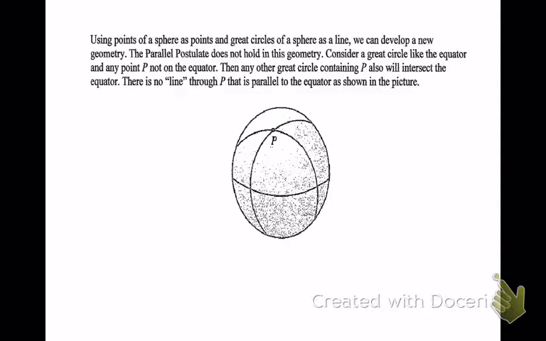Using points of a sphere as points and great circles of a sphere as lines, we can develop a new geometry. The parallel postulate does not hold in this geometry. Consider a great circle like an equator and any point P not on the equator. So there's the point P not on the equator.